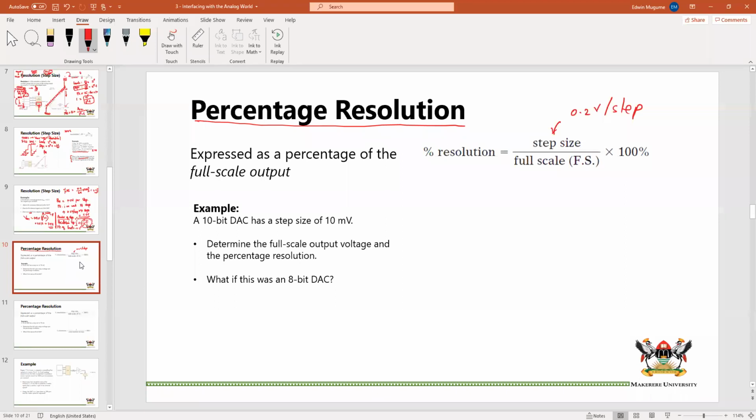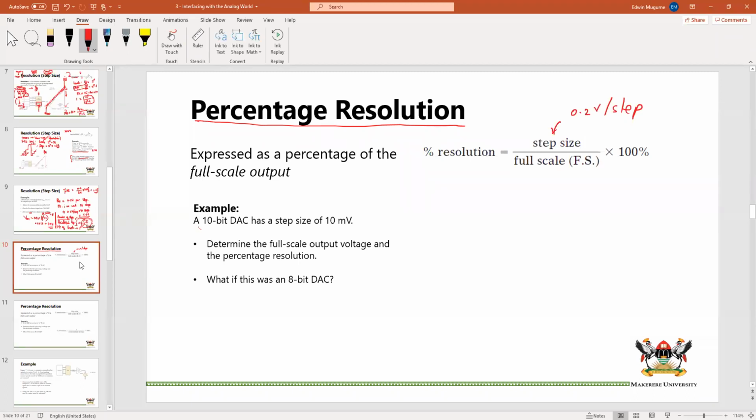it is a ratio. Ratios are really important because they compare two things. If I tell you my resolution is 0.2 volts, it doesn't give you much information. But if I tell you that my resolution is 3.2%, it gives you a bit more information to understand whether that is a big jump or a small jump.